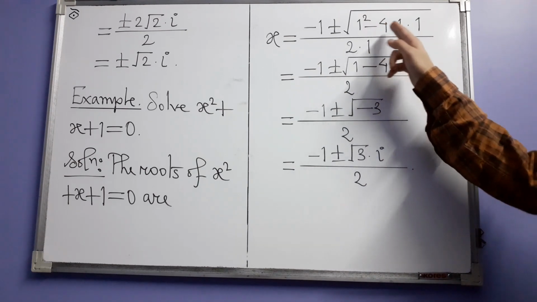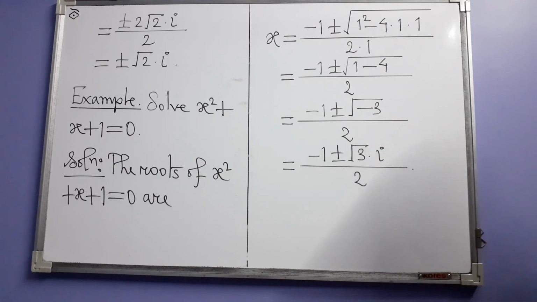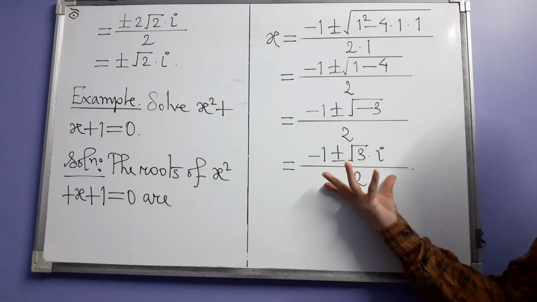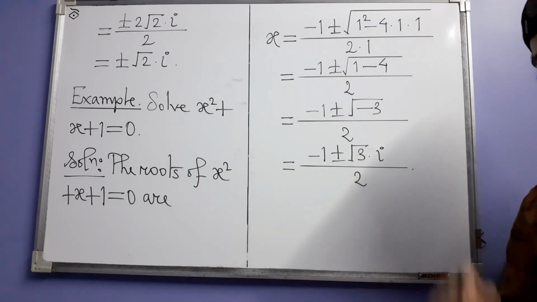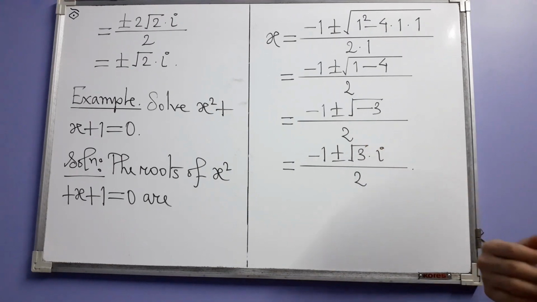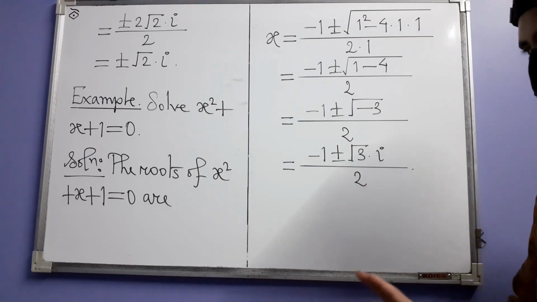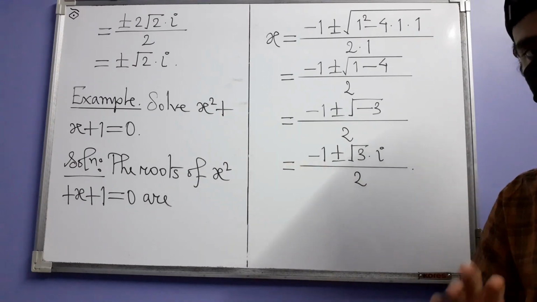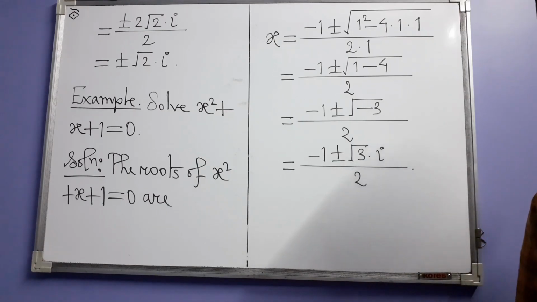So you can see that it will be 1 minus 4, so we have minus 3 under square root. So it will become root 3 times i. So these are the two non-real complex number solutions of this equation. So these solutions are in the system of complex numbers, but they are not real solutions. That means this equation does not have any root in the system of real numbers.